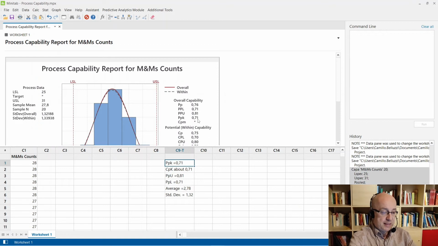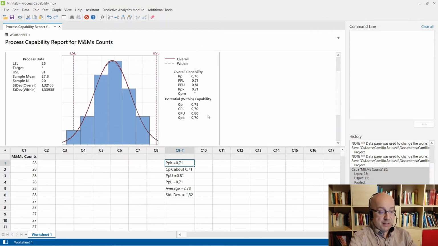We can see that Ppk 0.71 is the lower value between Ppl, that is 0.71, as we can see here, and Ppu, 0.81, as you can see here. Okay. And we see, for the same reasons, that Cpk, Cpl, and Cpu are most likely the same values obtained for Ppk, Ppu, and Ppl. In fact, they are 0.70 and 0.80. 0.70 is almost 0.71, and 0.80 is almost 0.81.